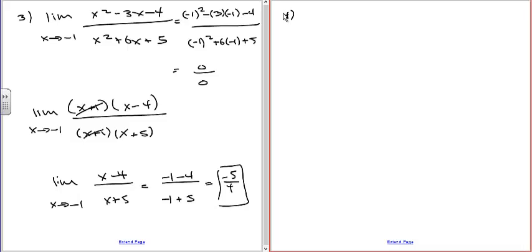Okay, number 4, the requirements for continuity, the limit. So something's continuous, basically. F of x is continuous.